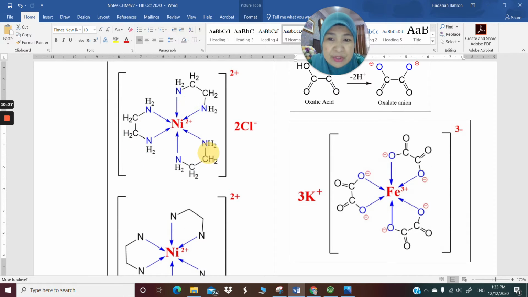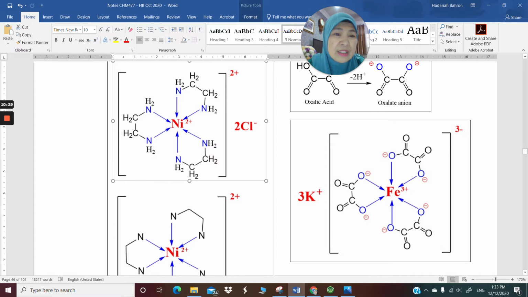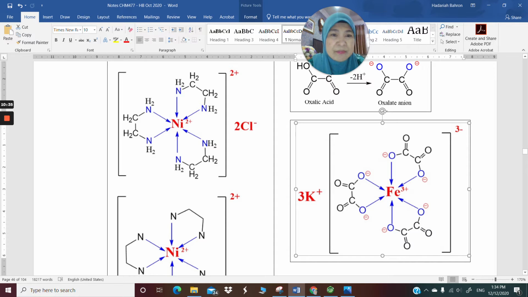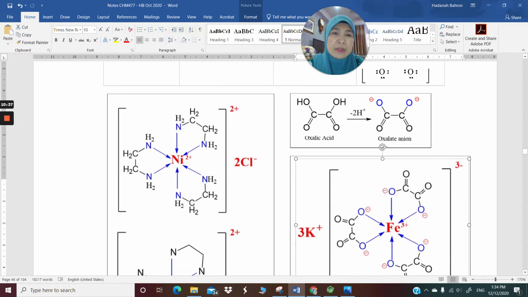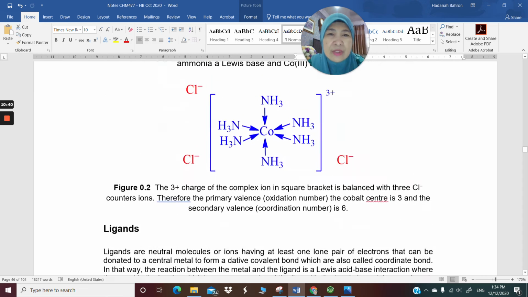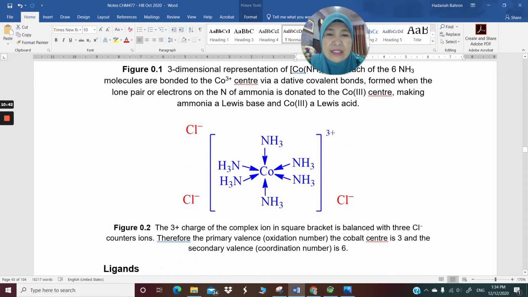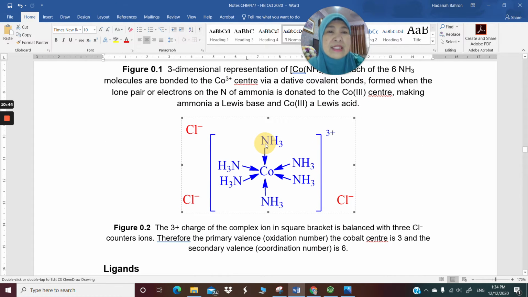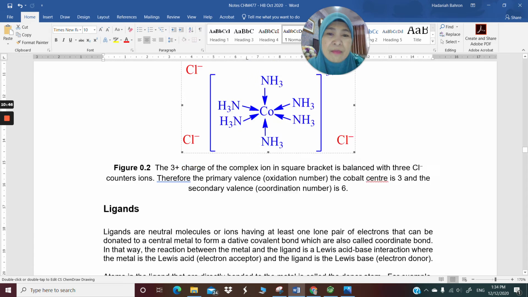One is a neutral bidentate ligand, ethylenediamine. Another one is a charged bidentate ionic ligand, which is oxalate. So I hope that is clear about bidentate. If you can still recall from my previous lecture, here I'm talking about monodentate. This is an example of a monodentate ligand.